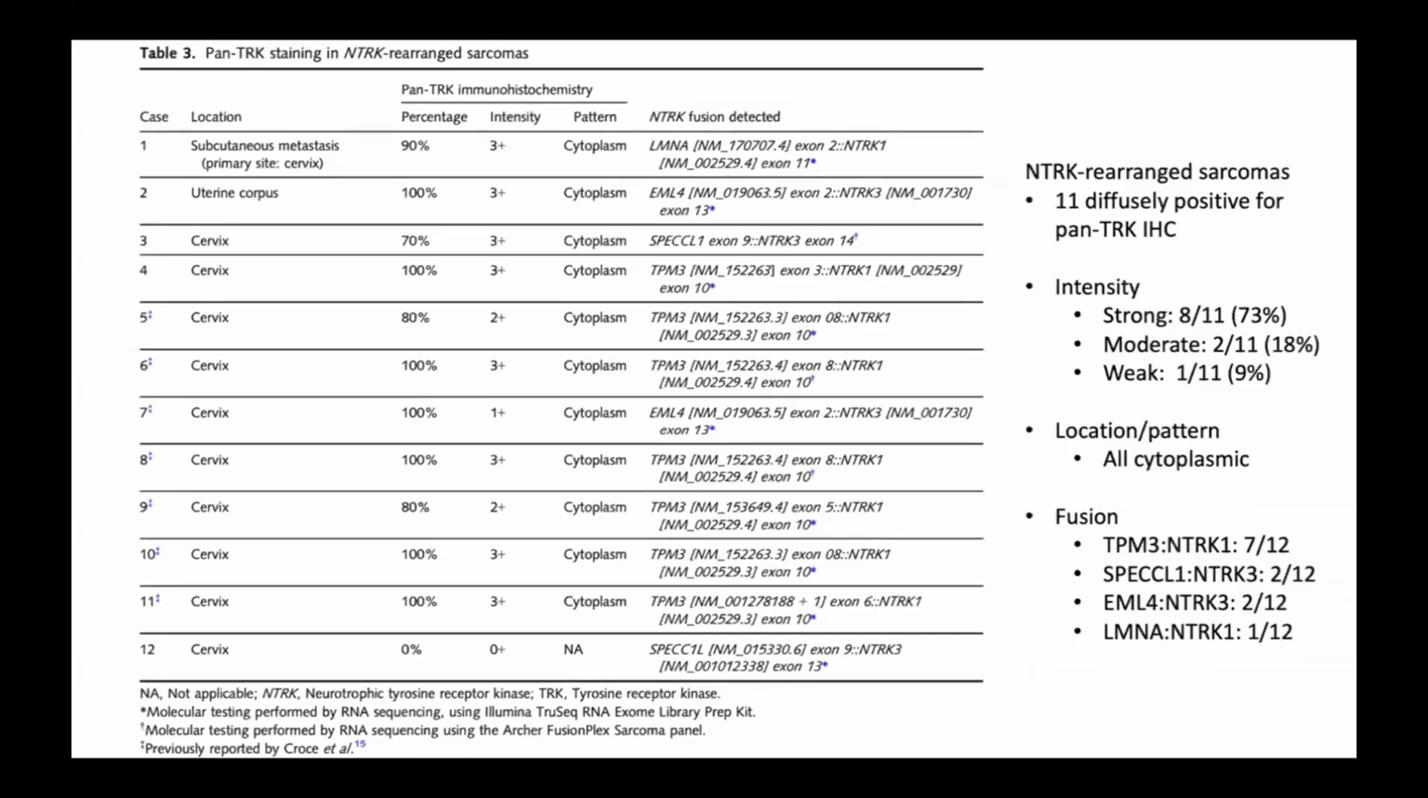This is a table breaking down the staining profile of those 12 known NTRK rearranged sarcomas. As I said, 11 were diffusely positive for Pan-Trk IHC. Of those 11, most had strong staining, 8 out of the 11. 2 out of the 11 had moderate staining, and only 1 had weak staining. All of them showed cytoplasmic expression, so none had nuclear staining. Most of them had the TPM3-NTRK1 fusion, with less common fusions, particularly involving NTRK3, also recorded. The one case that showed no staining had the SPECL1-NTRK3 fusion, which is an unusual fusion.